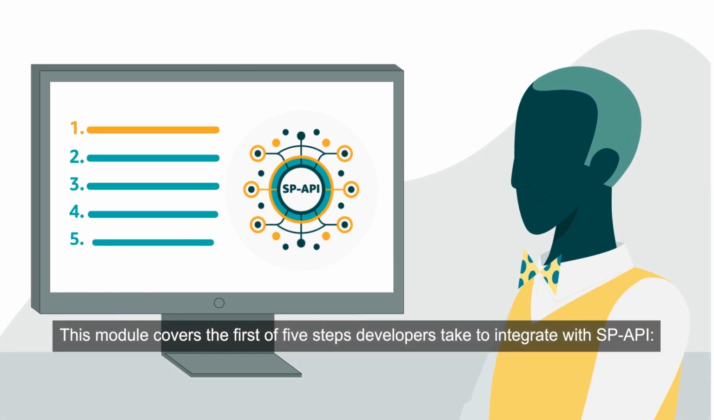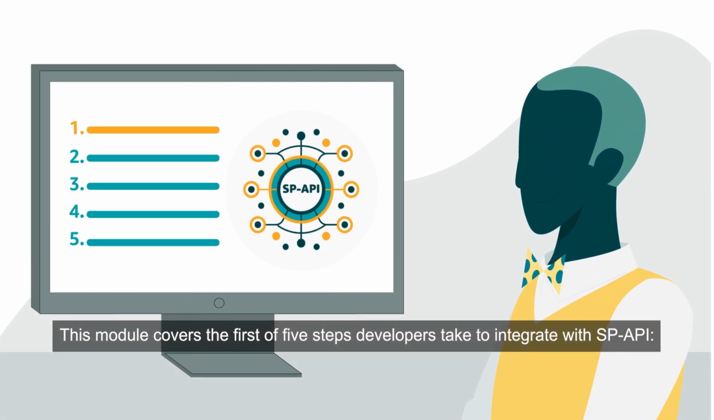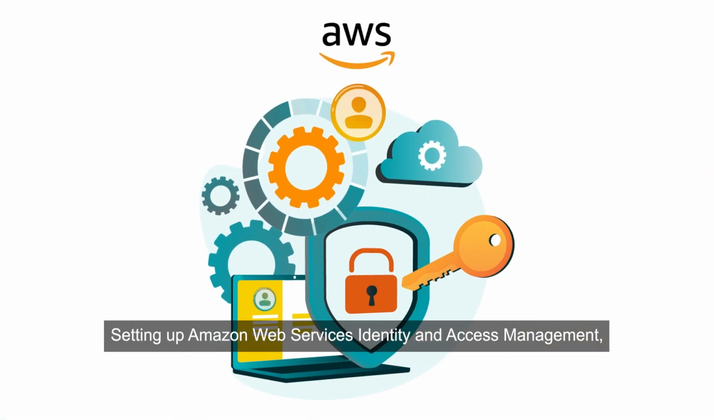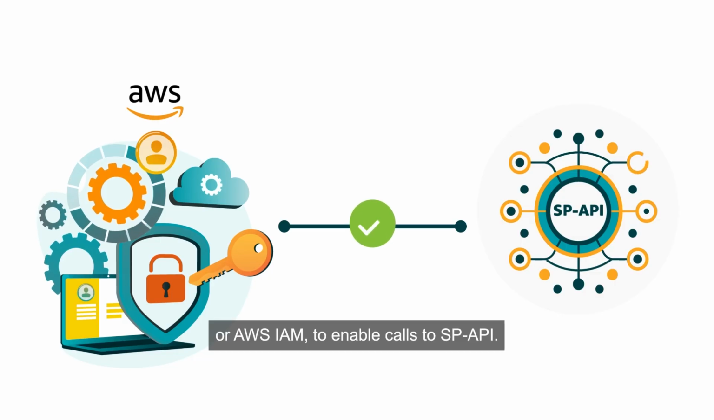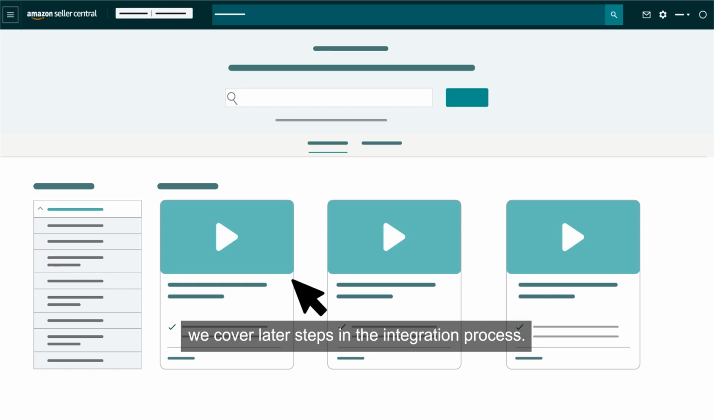This module covers the first of 5 steps developers take to integrate with SP API. Setting up Amazon Web Services Identity and Access Management, or AWS IAM, to enable calls to SP API. In other modules, we cover later steps in the integration process.